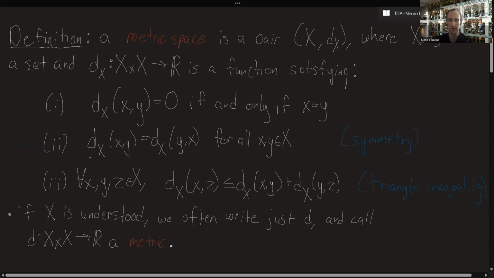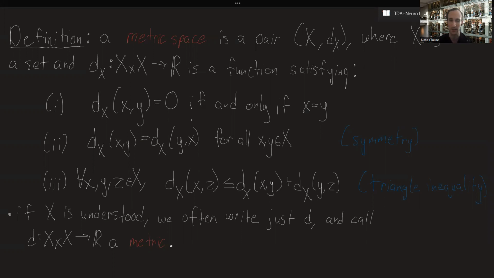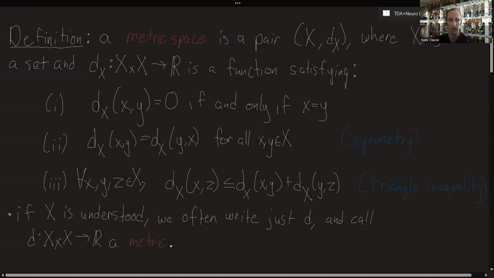The second property states that d_X(x, y) equals d_X(y, x). So the distance between x and y is the same as the distance between y and x. This is called the symmetry property. And last but not least, the third property states that for all x, y, and z points in our metric space X, the distance between x and z is less than or equal to the distance between x and y plus the distance between y and z. And this is known as the triangle inequality.